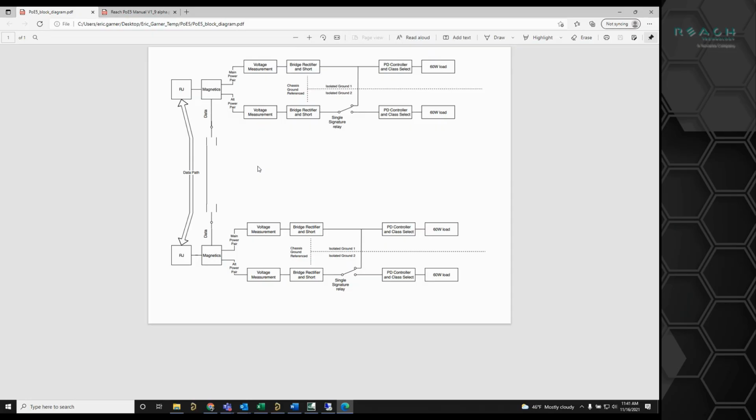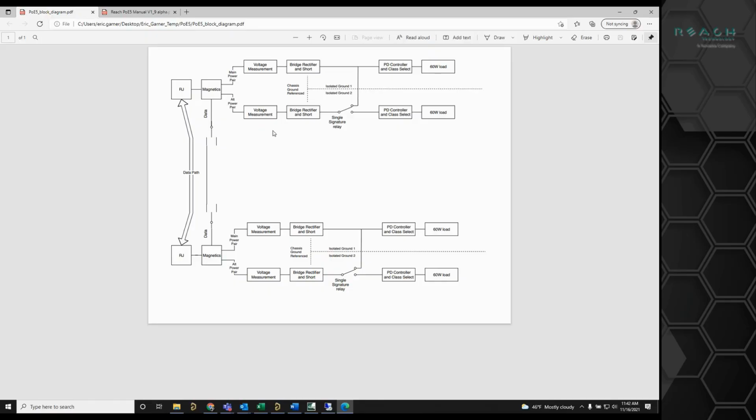it allows that. Internally, there's kind of two power paths. So there's the main pair and the alt pair, which is what we refer to them as. The IEEE refers to those as alternative A and alternative B. And those are the 1, 2 and 3, 6 pair, and the 4, 5 and 7, 8 pair. They're completely independently configurable if you want to do dual signature testing, where you have one power pair as, say, a class 3 and one as a class 2, separately negotiated.